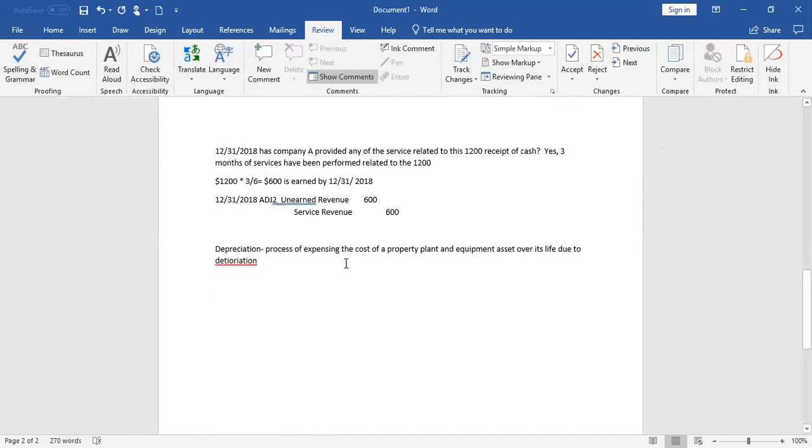So, you know it has something to do with an expense because it says we're going to expense. What are we expensing? What we paid for a special asset, property, plant, and equipment. Property, plant, and equipment, or PP&E we call it, property, plant, and equipment.